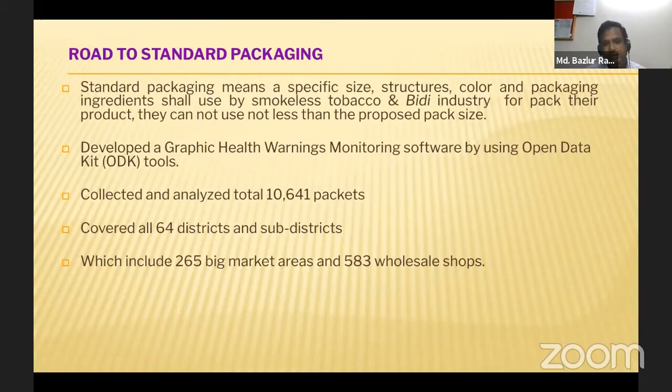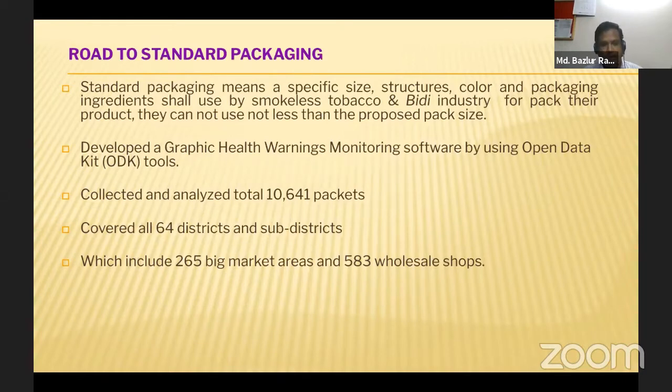Our basic objective is to monitor the graphic health warnings and for working for effective implementation the graphic health warnings in Bangladesh. Within that, we have developed a graphic health warning monitoring software by using the ODK tools. That means the Open Data Kit tools. This is the first time in Bangladesh to develop this sort of software. Basically, this is a compliance monitoring software with using the GPRS location systems to collect the pictures.